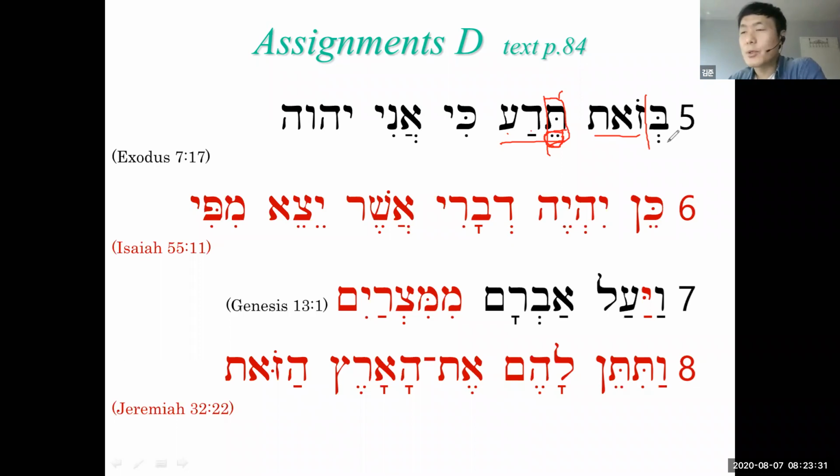So we have zot. This one is a pronoun meaning this. But what is the difference between zeh and zot? Gender. Zeh means this, zot means this, but zot means feminine this. So the translation is by this or in this, you will know. Because, for, or that. So in this case, you better use that.